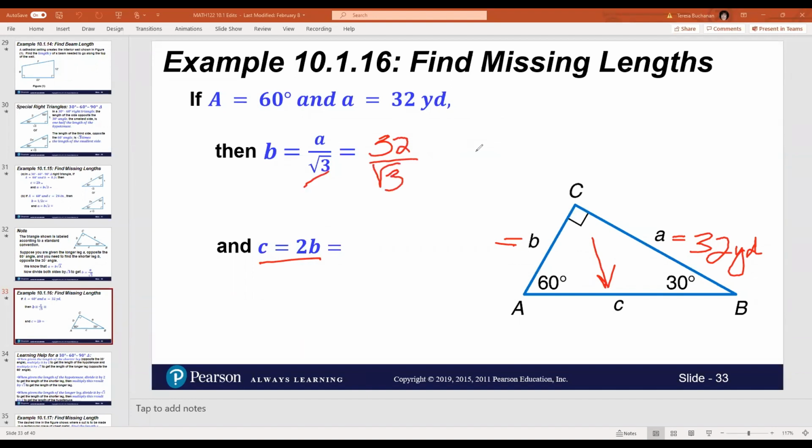So this is a helpful little idea here. You might want to make sure you know how to find that in the notes there. That if you're given the longer leg, you can find the shorter leg.